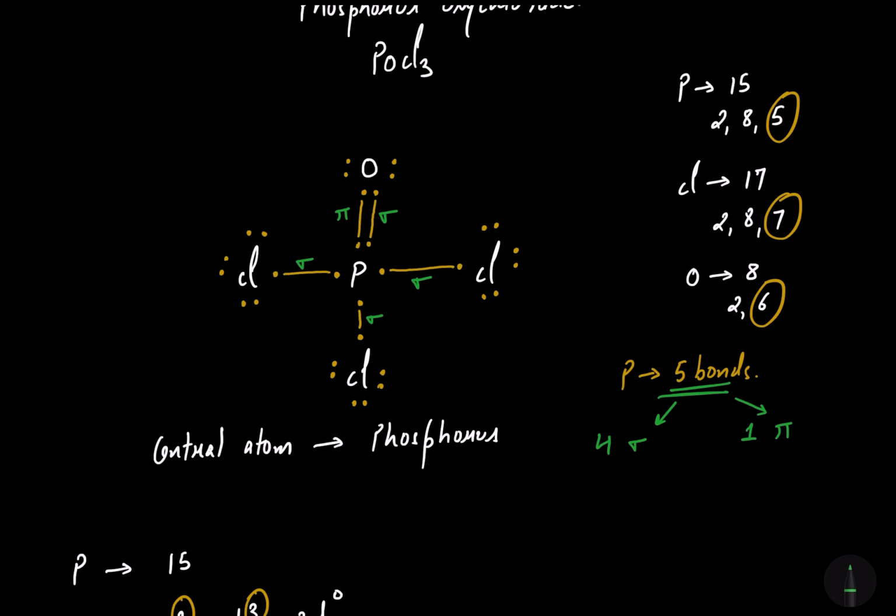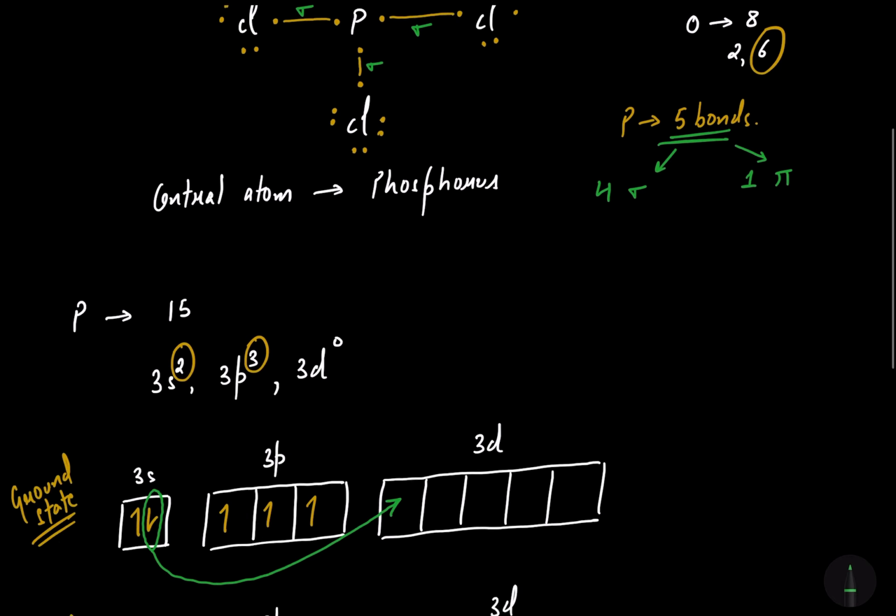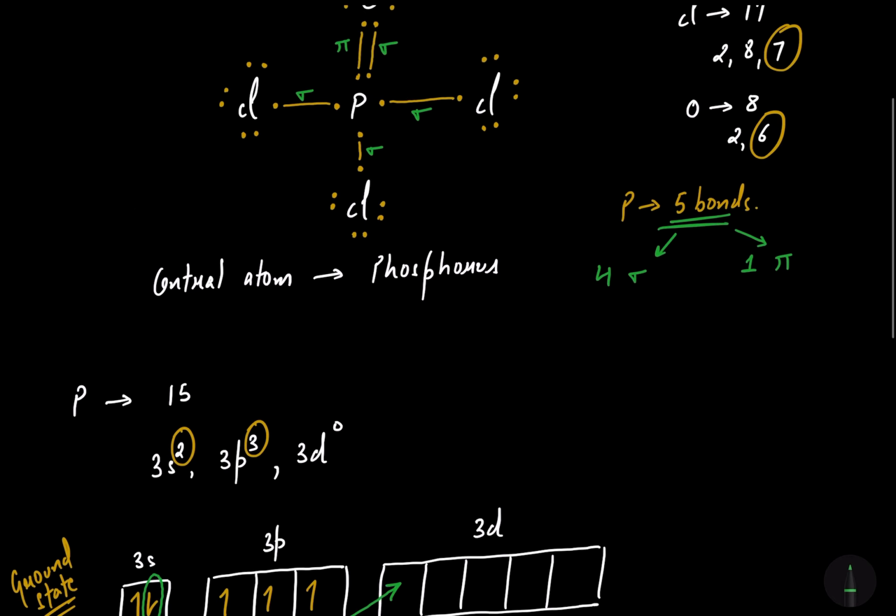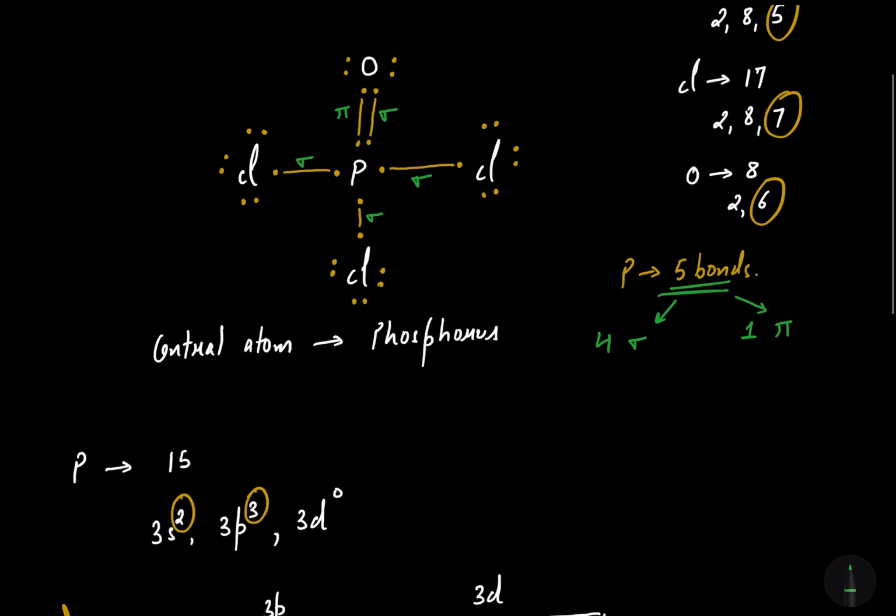So now in the next step we have to talk about the hybridization. Before doing hybridization, let me mark one point again, that hybrid orbitals only form sigma bonds, but not the pi bonds.